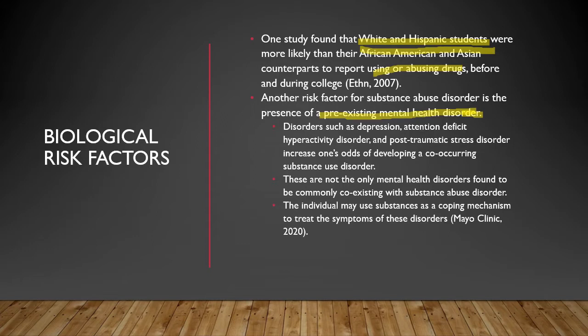Now, these are not the only mental health disorders found to be commonly coexisting with substance use disorder. Keep that in mind. These are just a few examples that we're looking at today. The individual may use substances as a coping mechanism to treat the symptoms of these disorders. And that is one of the reasons that professionals think that a mental health disorder is a biological risk factor for substance use disorder.